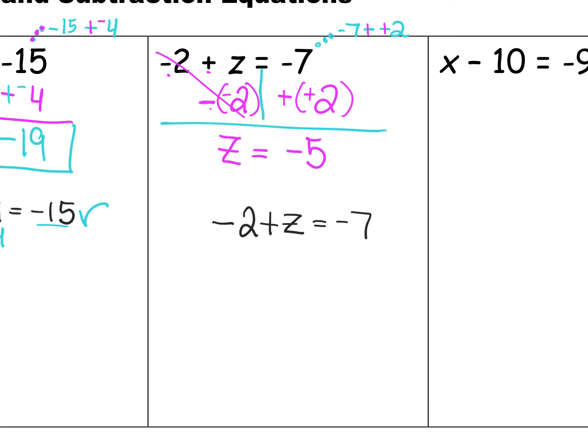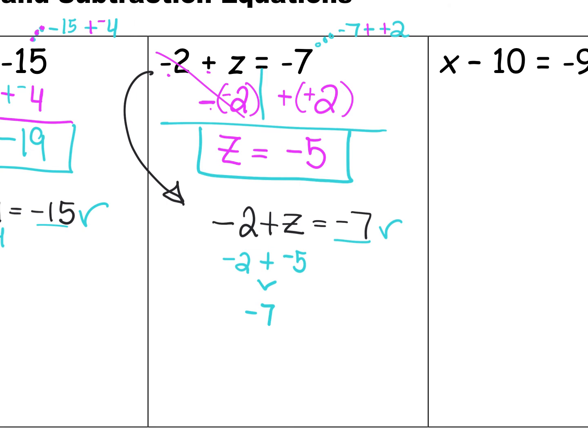All right, so we've got -2 plus z is -7 was our original equation. I'm going to check it with our solution. And we got a -5 for z. So let's see, -2 plus -5. Well, signs are the same, so we add and keep the sign. And yeah, that equals our -7. So our solution is correct.